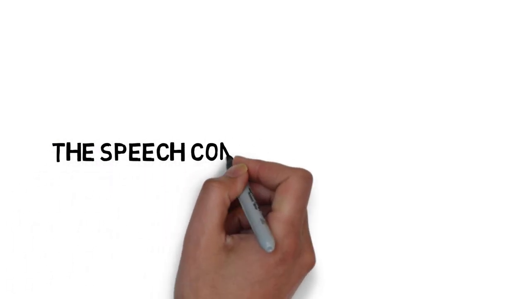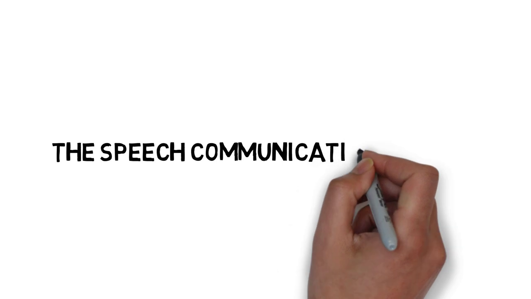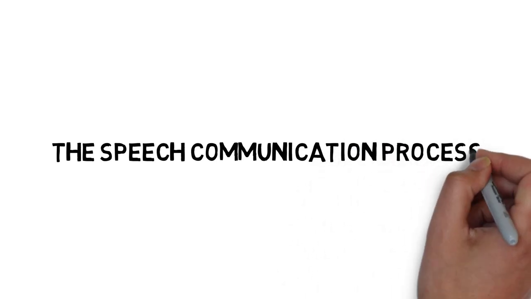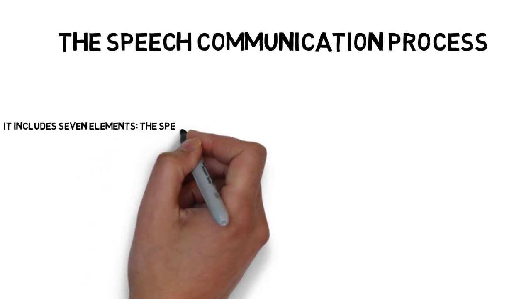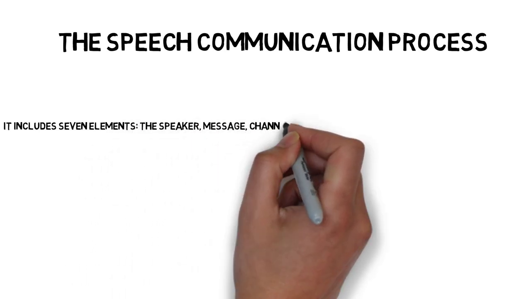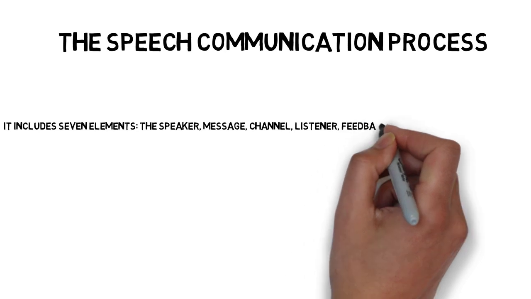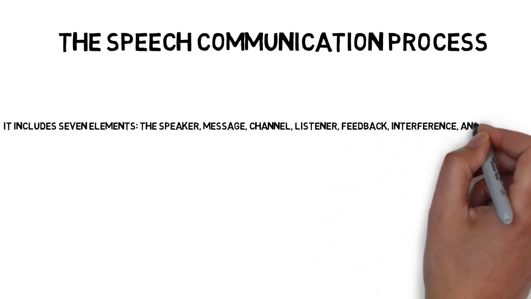This video will discuss the speech communication process. The speech communication process is a useful model to help understand what goes on when one person talks to another. It includes seven elements: the speaker, message, channel, listener, feedback, interference, and situation.